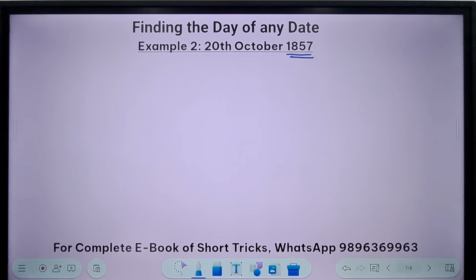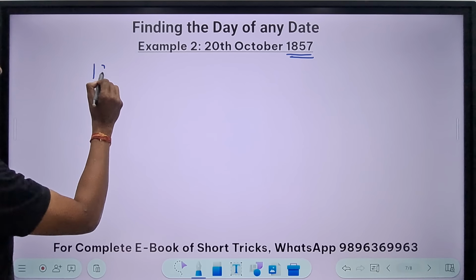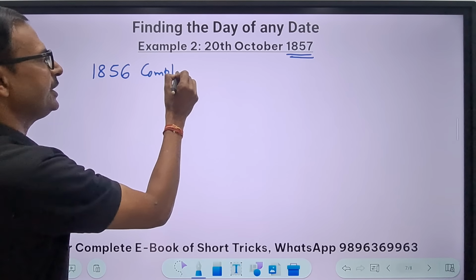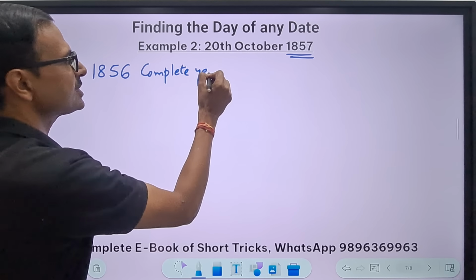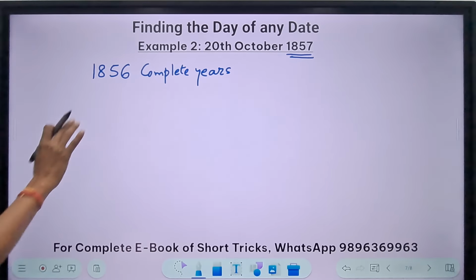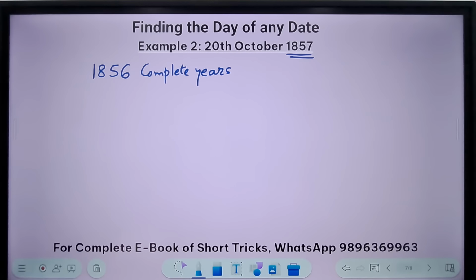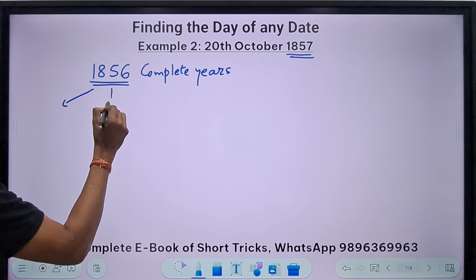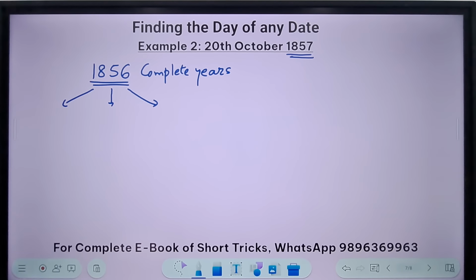1857, the year is going on. So we have 1856 complete years. So I'll write complete years. See, I'm writing all the steps just for your reference so that you don't miss out on anything. But if you have to do it for yourself, you don't have to write all these terms. 1856 complete years are to be divided into 3 parts.